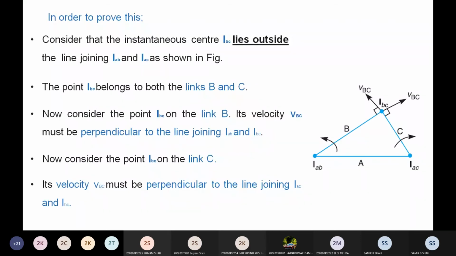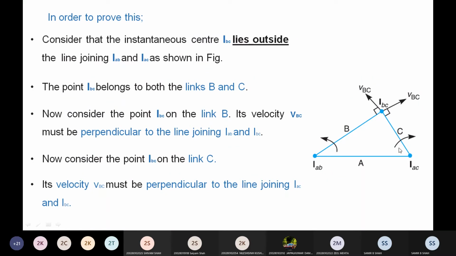In order to prove this, consider the I center IBC. Which one is remaining? That is IBC. So we have considered IBC to be outside the line joining IAB and IAC. The point IBC belongs to both link B and link C. Where will IBC be? Definitely it belongs to both link B and link C.